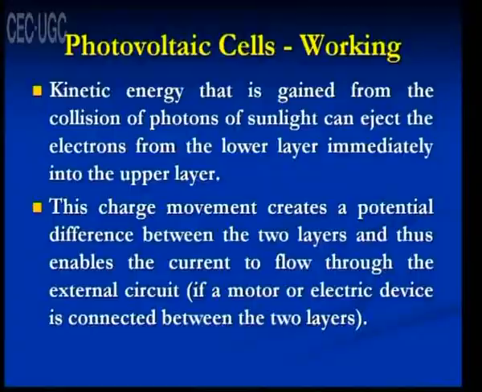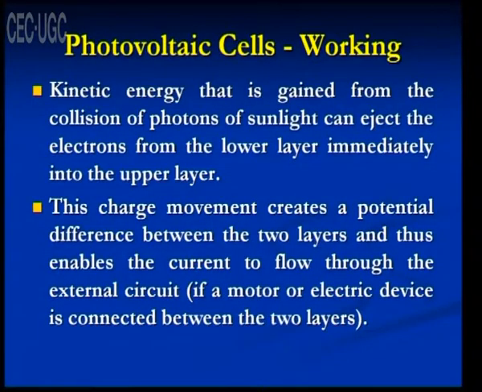Now, let us move on to the working. How does the photovoltaic cell work? Kinetic energy gained from the collision of photons of the sunlight can eject the electrons from the lower layer immediately into the upper layer. That means the kinetic energy possessed by the photons coming from the sunlight, when they fall on the lower layer, has the capacity to eject or excite the electrons present in the outermost layer of the atoms in the lower layer.